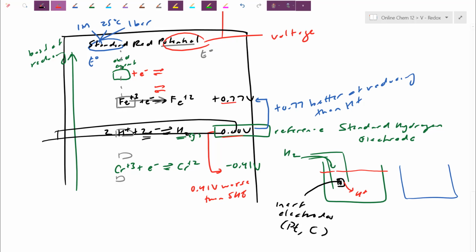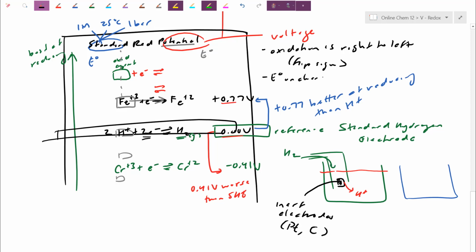Anytime you want to go right to left, so if I want oxidation, oxidation is on the table right to left, I want you to flip the sign. So if we were positive 0.77 going from iron 3 to iron 2, if I go backwards, Fe plus 2 to Fe plus 3, that's going to be a negative 0.77. So you flip the sign. If you scale the equation, this E0 is unchanged. So E0 is unchanged when scaled.